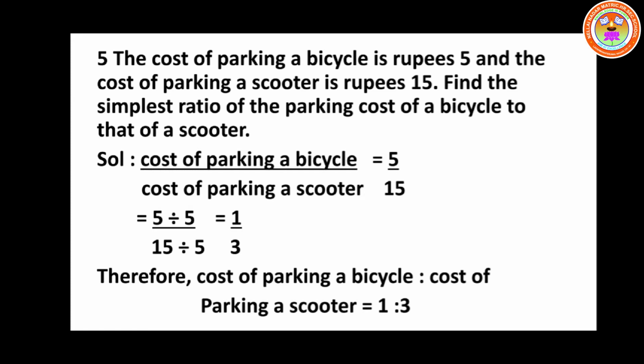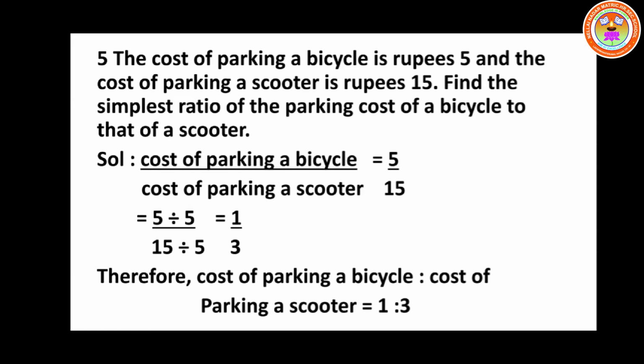So 5 divided by 15. They are given in the question. To park a bicycle they are collecting rupees 5. To park a scooter they are collecting rupees 15. So we want to find the ratio between the bicycle and the scooter.